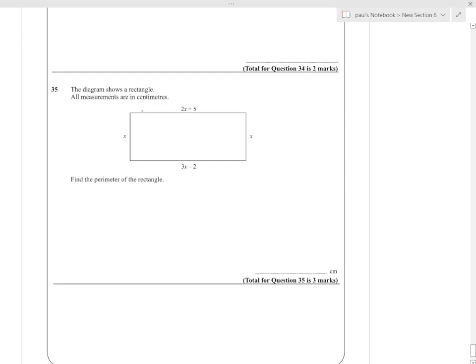The diagram shows a rectangle. Find the perimeter of the rectangle. Okay. So if we add them all up, we've got x plus 2x plus 5 plus x plus 3x minus 2. Collect all the like terms, simplify things. So we've got 3x's, 4x's, 6x plus 5 minus 2 plus 3 equals the perimeter. So we need to find out what the value of x is.